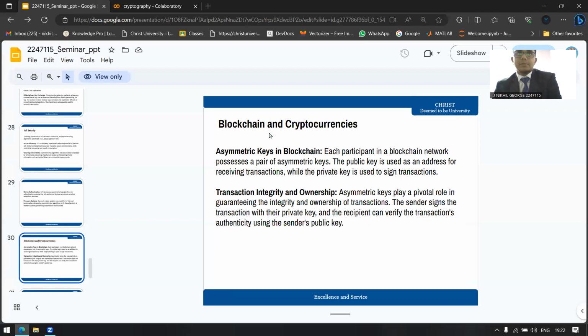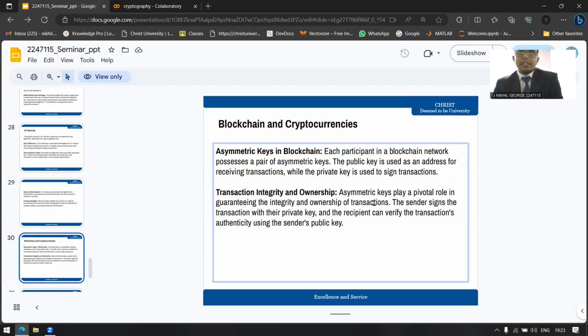So as I told you, let's move on to blockchains and cryptocurrencies. The asymmetric keys in the blockchain: the public key is used for the address, and the private key is used for the transaction. So as you know, when you receive transactions, the address uses the public key. But when you sign a person's transaction over the blockchain, as it is decentralized, that's how you verify your transaction, by signing it. You use a private key. So this also uses asymmetric keys in the blockchain.